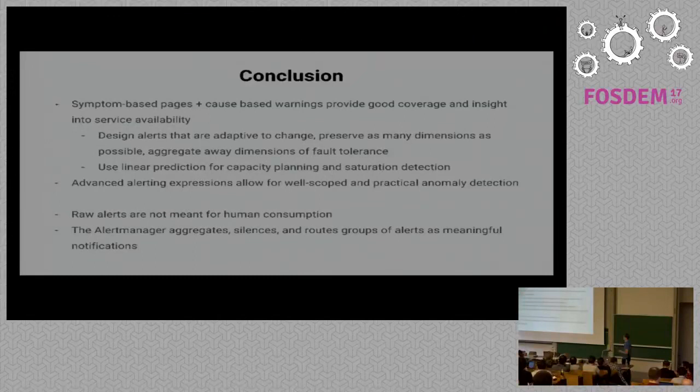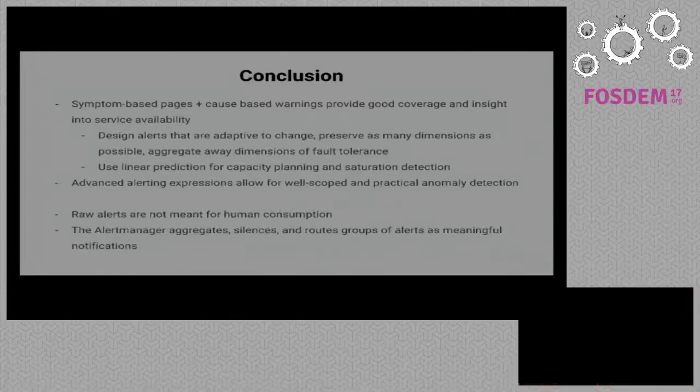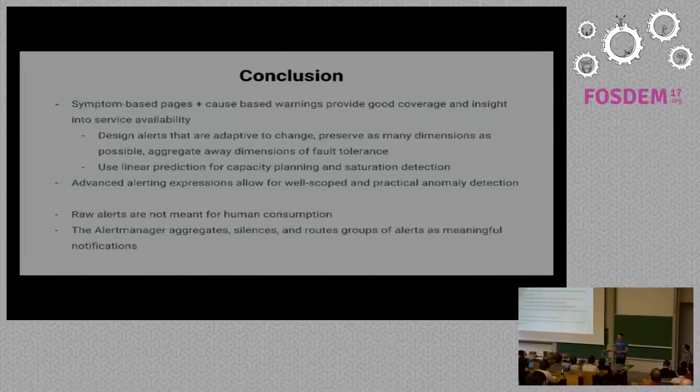And your alerts should always be adaptive to change. They should preserve as many dimensions as they can, but be very sure to aggregate away dimensions that you're fault tolerant along and that you want to ignore. And for anything related to capacity planning or saturation detection, you want to use linear prediction. And if you want to, you can do anomaly detection.